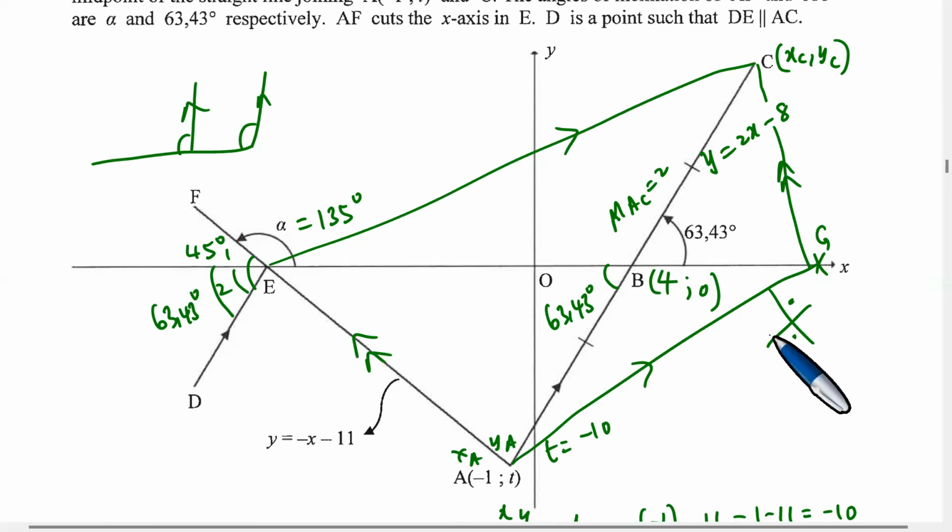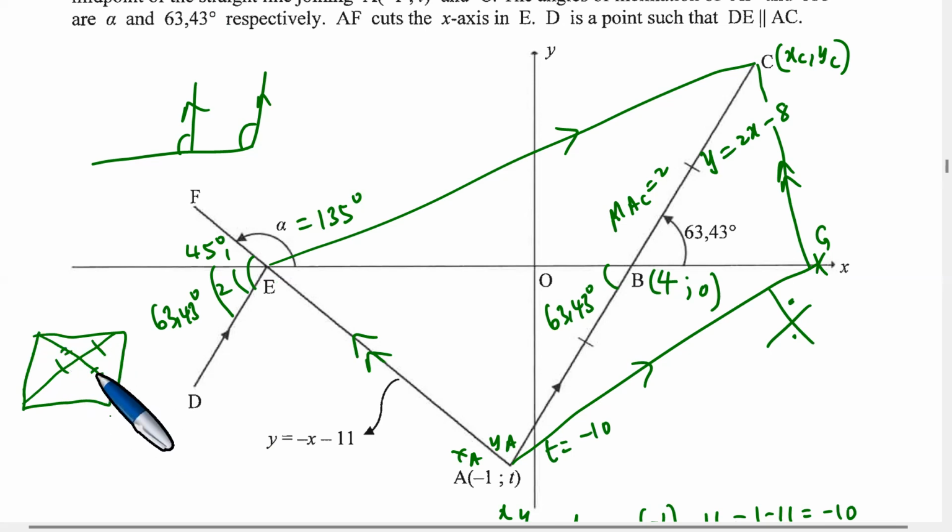If this is a parallelogram, there are a couple of things that we can do. We can find the coordinates of G, because if this is a parallelogram, the diagonals bisect each other. So in a parallelogram, the diagonals bisect each other. If you have a diagonal there and another diagonal here, this equals this and this equals this. These are the properties of a parallelogram.